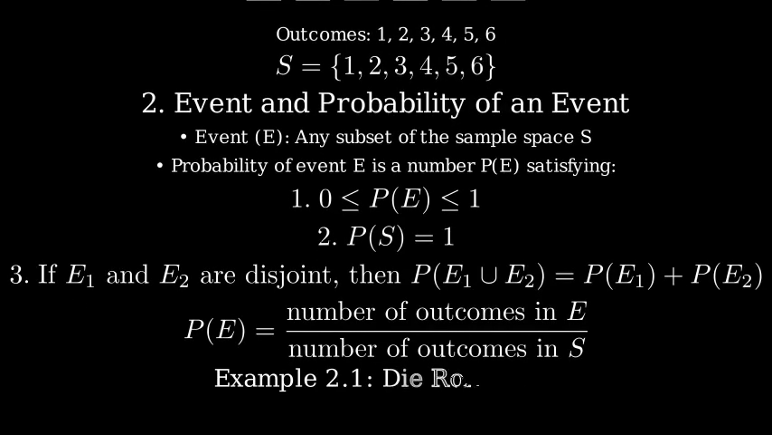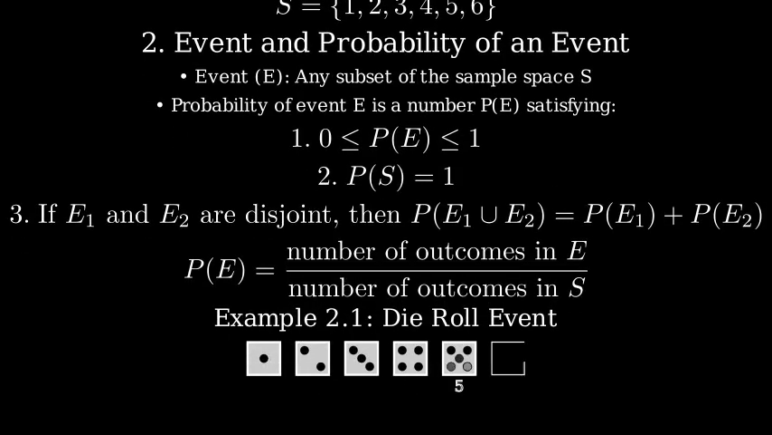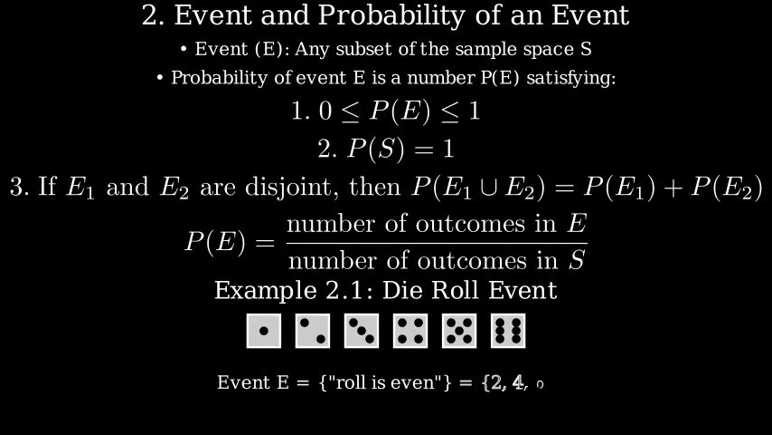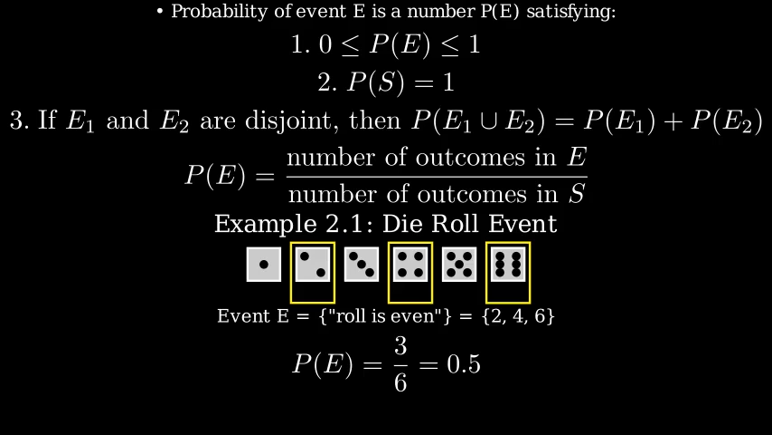Let's examine a probability example with a die roll. Let's define an event E as the roll is even, which corresponds to the outcomes 2, 4, and 6. The probability of event E equals the number of outcomes in E, which is 3, divided by the number of outcomes in the sample space, which is 6. This gives us a probability of 0.5 or 1/2.